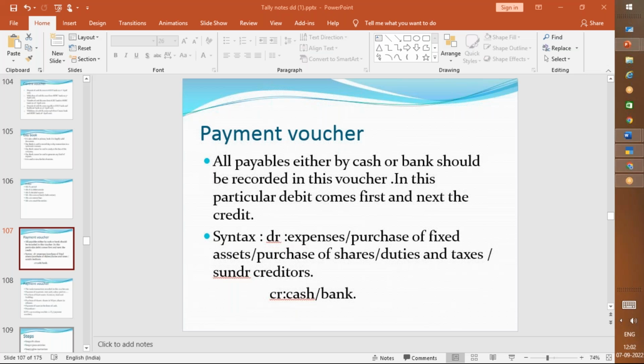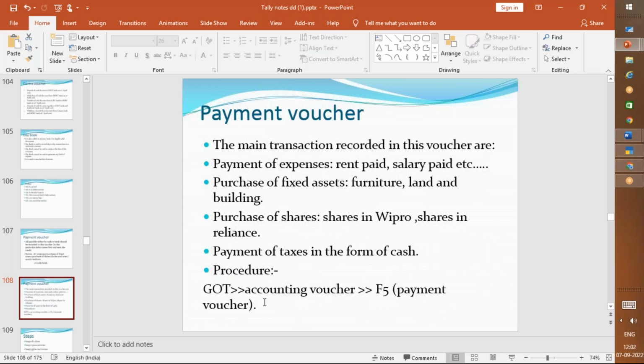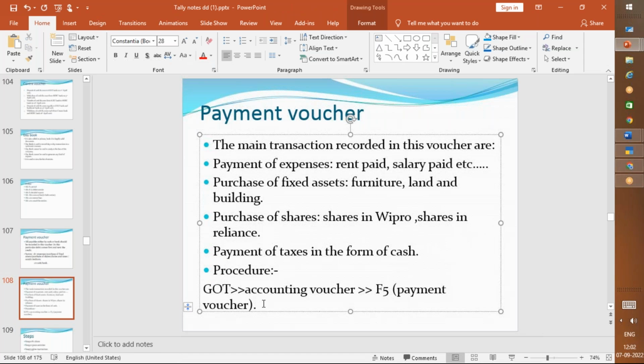Okay, so all your payables will be there in your payment voucher. So the first question, just take a look at this. It's about what all kinds of payments you can do, just examples.